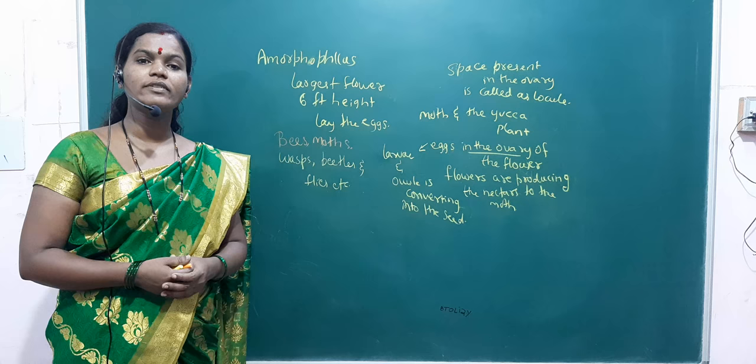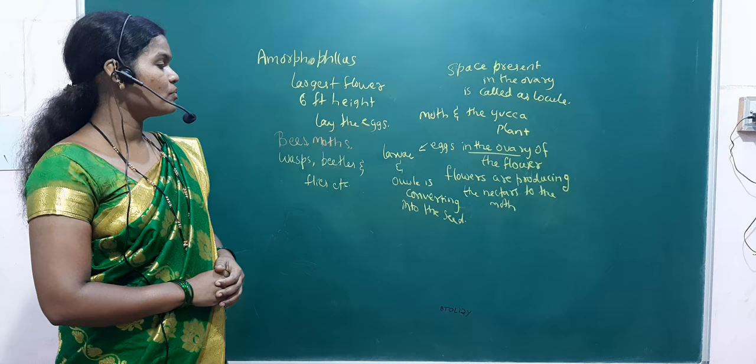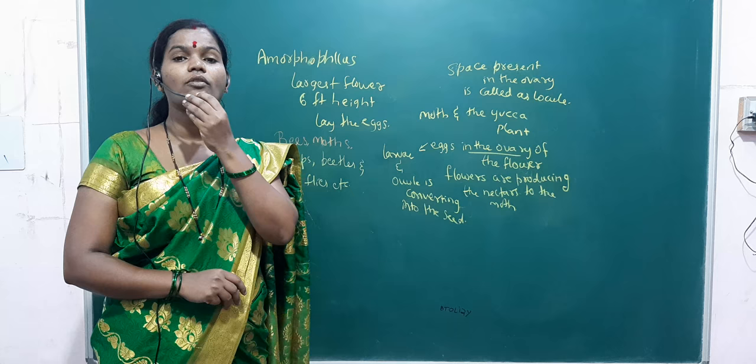So I was telling, the insect dominated flowers are there. So insect dominating pollination is going to occur in most of the angiosperms. Apart from that, I also told you about the sunbirds and the hummingbirds.